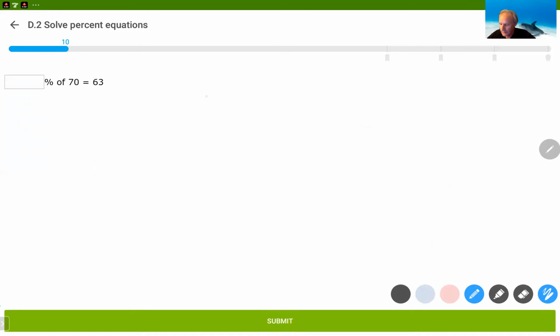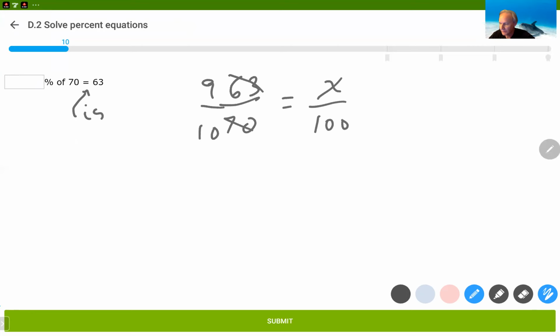This one is the same thing. It's is over of. Equals is the is part. Some people think of it that way, is over of. We really want to know 63/70 is what percent? And this reduces by dividing by 7. That's 9 over 10, which happens to be 90%, because 9/10 is equal to 90 over 100. I multiplied by 10. You could also cross multiply and get the same thing.